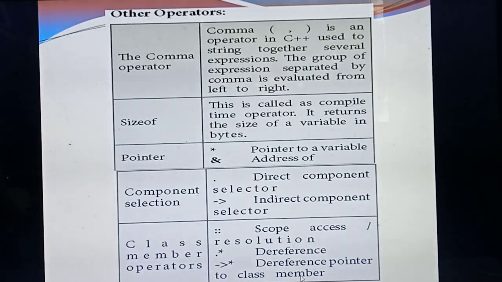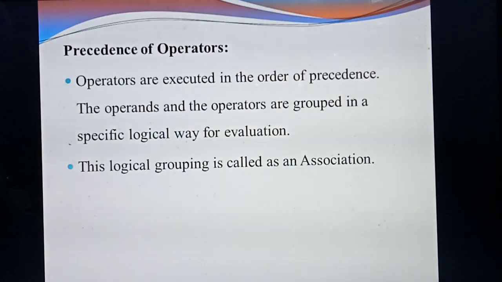Then class member means three symbols. Scope means double colon. Dereference means dot with star. Dereference pointer means a pointer is there, so star will be there: the symbol arrow mark with star. Understand? Yes. So next one is precedence of operators.